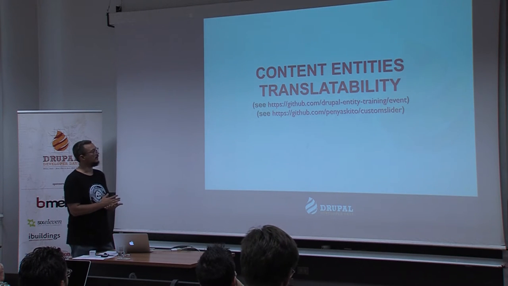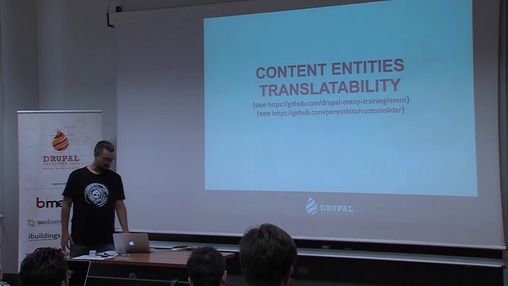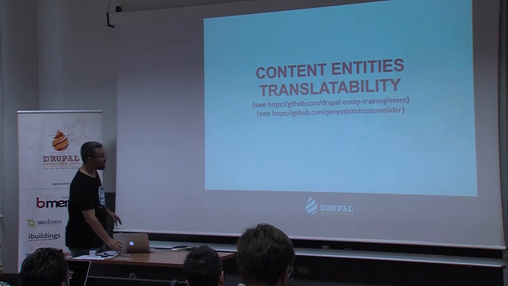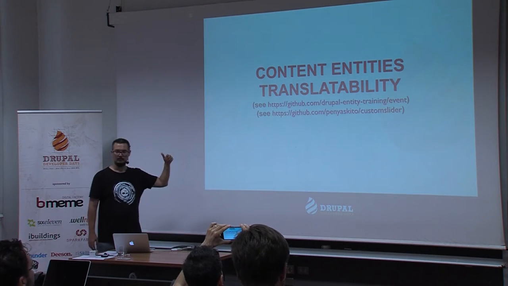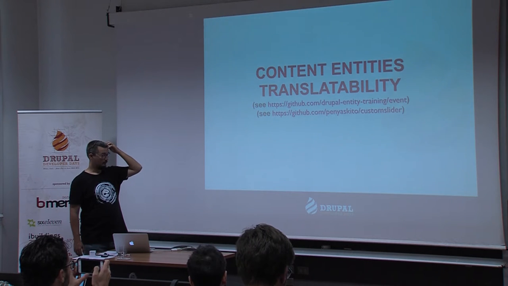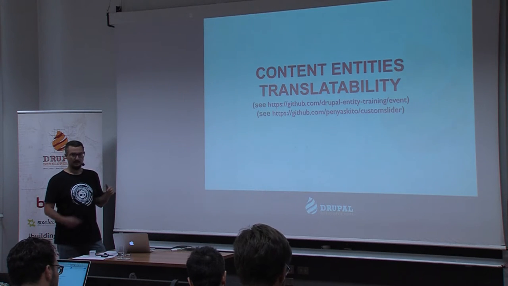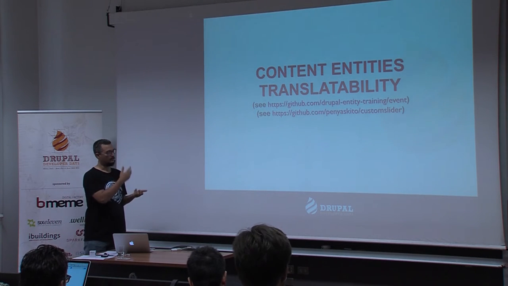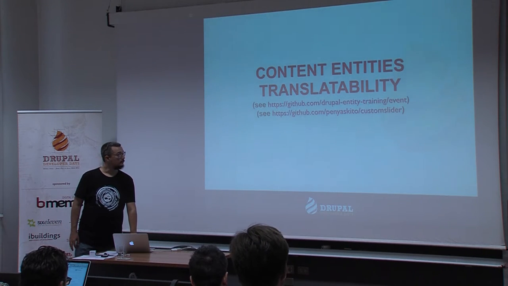Okay, so now we have our content entities, and we have different types of them. So now how can we make them translatable? Here I listed two resources. One is the same URL of the training, where you can do everything step by step. I also have another example in GitHub, which provides an entity type for creating a slider. And there, if you see the Git log, you see everything is done step by step, so you can follow how this is done. But it's really easy, as we will see.